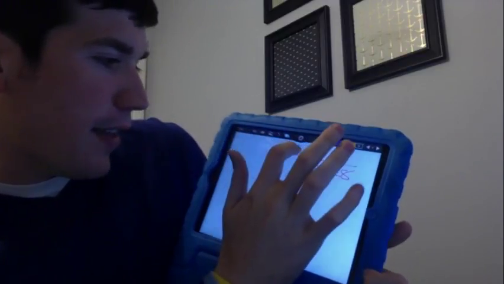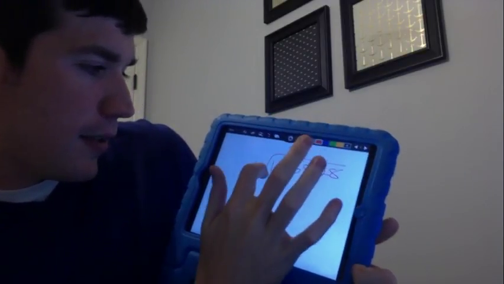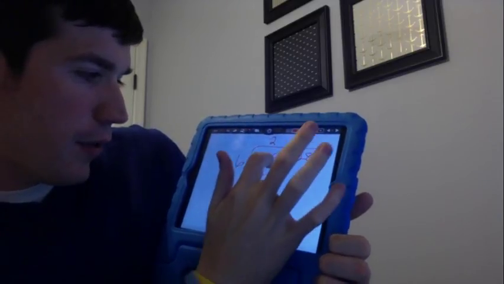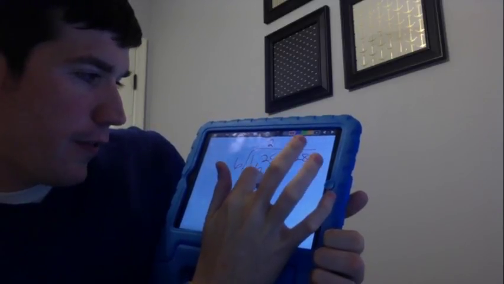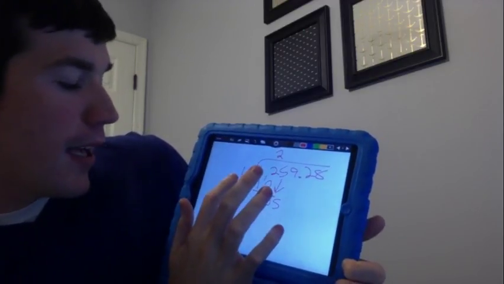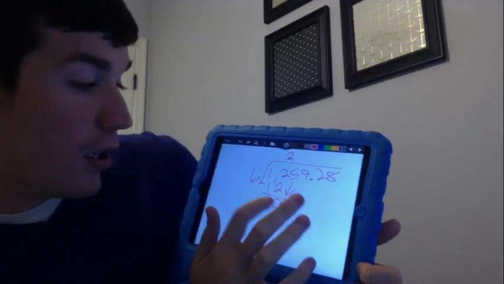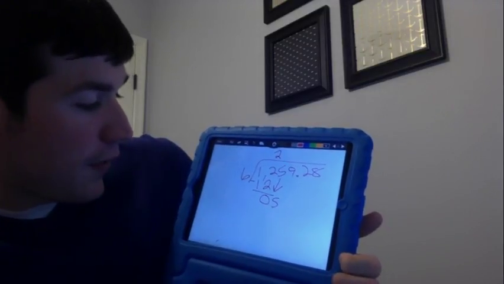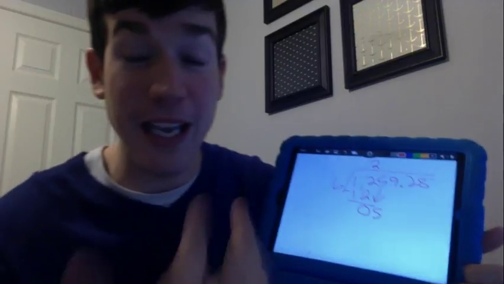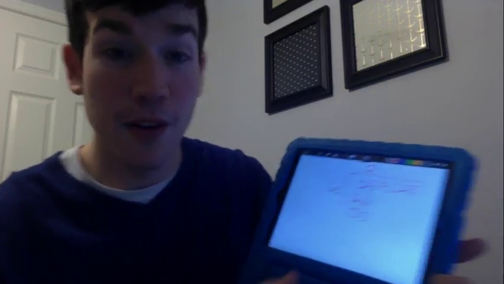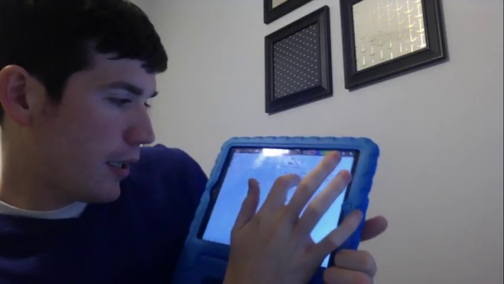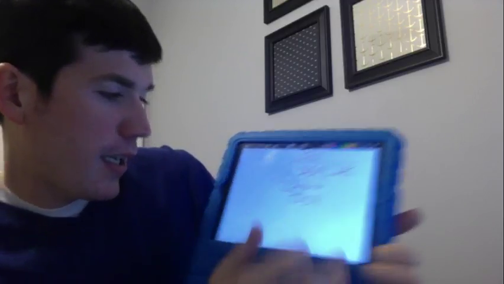So I'm going to say there are 2 groups of 6 in 12. Subtract and we'll get 0. We're going to bring down our 5 in our tens place. How many groups of 6 are in this 5 tens? Well, there's none, because we can't put a 10 in each group if there's only 5 of them. So I'm going to say 0, and I'm going to bring down my 9.